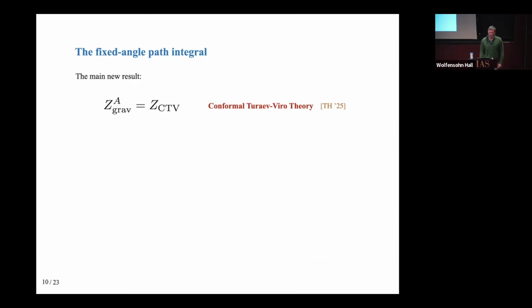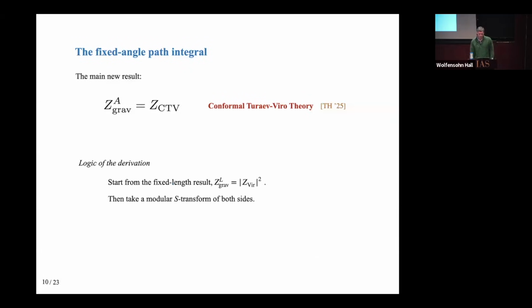The claim is that the gravitational path integral on a compact region with fixed angle boundary conditions is a different topological theory called the Conformal Turaev-Viro theory, or CTV. So CTV is a different topological theory that you can think of as sort of a dual formulation of Virasoro TQFT.